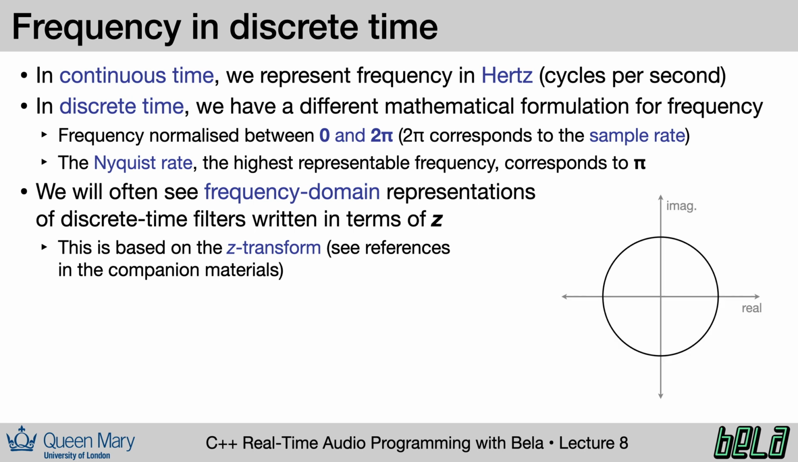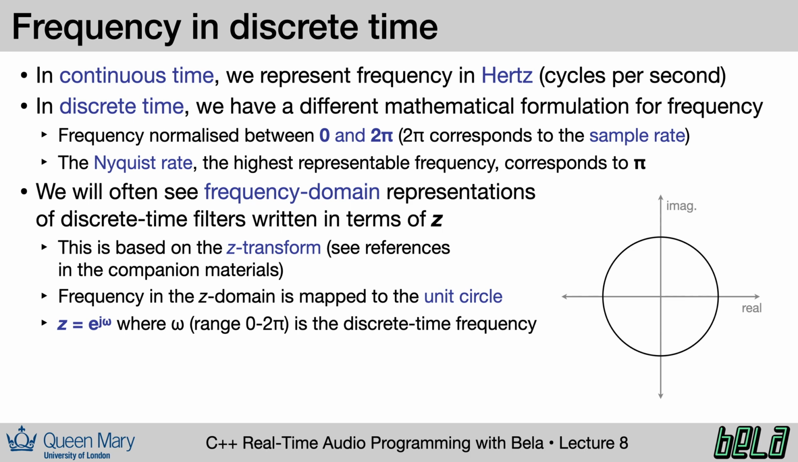The idea is that we can represent complex numbers in a two-dimensional space according to their real and imaginary components, and within this two-dimensional space, frequency between 0 and 2 pi is mapped to the unit circle, that is to say the circle with the radius of 1. The formula that gives us this mapping is e to the j omega, where j is the imaginary number, sometimes also called i, and omega between 0 and 2 pi is the discrete time frequency.